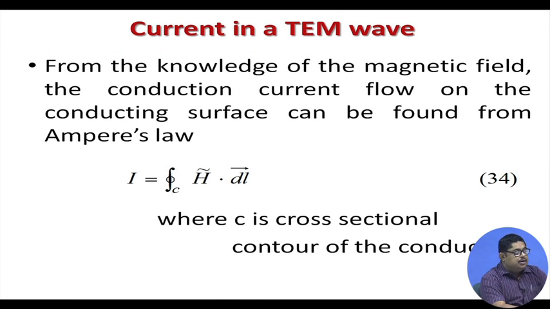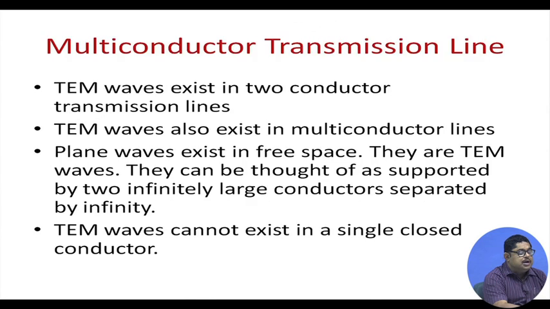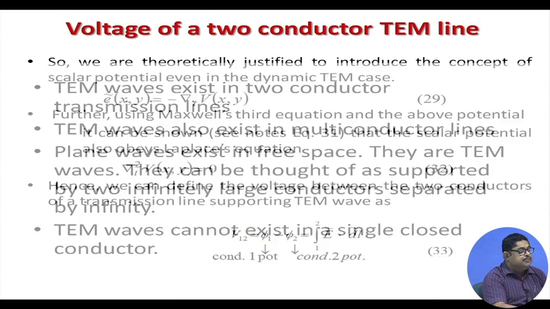Then current, as I already said. So, let us summarize in the last two slides the procedure for analysis of a TEM field. Solve Laplace's equation for V(x,y). The solution will contain several unknown constants. Find them from the boundary conditions for the known voltage on conductors. Then from equation 29, find E. You know equation 29 is this one. So, once you know V, take the gradient, that will give you the transverse electric field.